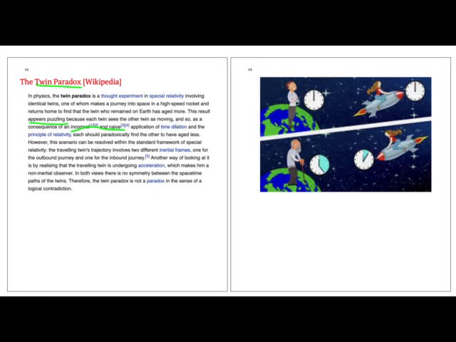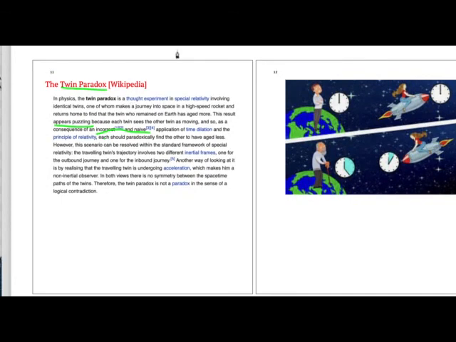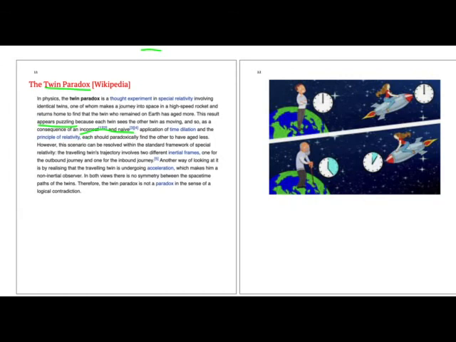It says that Sam will say that he's aged more, but if we viewed it this way, if we said, well, Sharon is at rest and Sam is moving, going away and coming back, she should say, well, I've aged by 25 years and Sam is only aged by 1 year, analyzed in her frame of reference. So each should, that's where the paradox comes in. Each should paradoxically find the other to have aged less. Well, they can't both have aged less than the other.